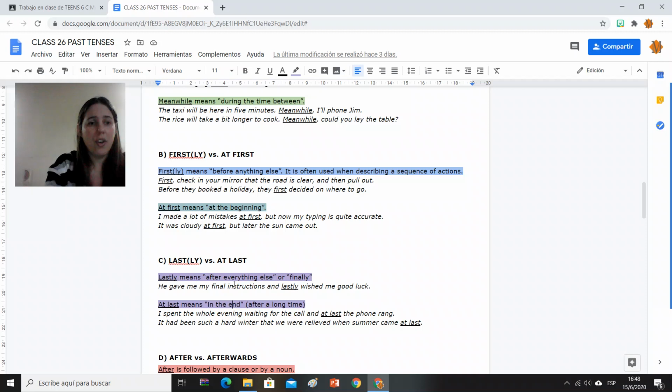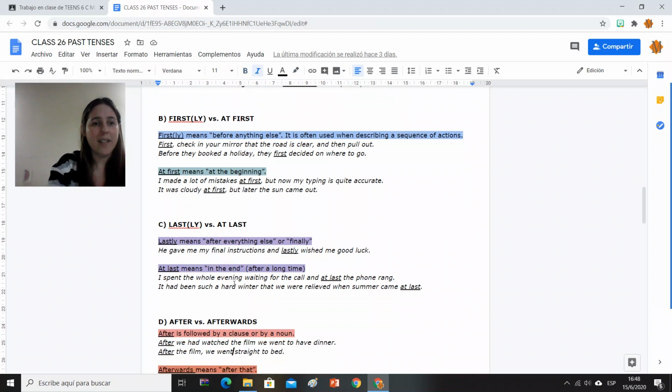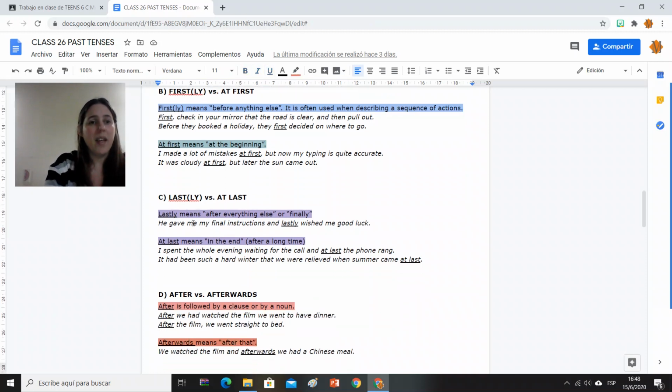Lo mismo me va a pasar con lastly o at last. Lastly means after everything else or finally. Voy haciendo una lista and lastly tal cosa. He gave me my final instructions and lastly wished me good luck. And finally wished me good luck.